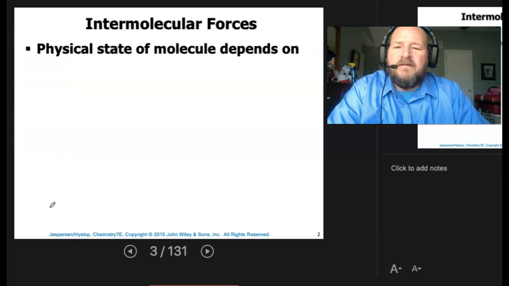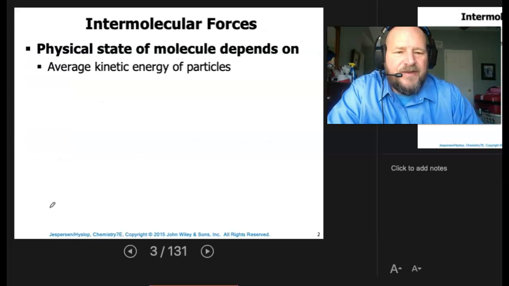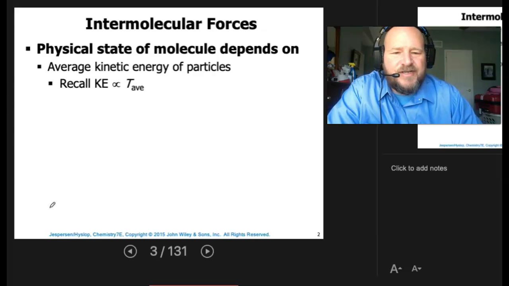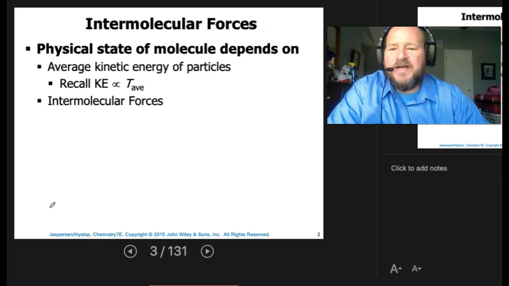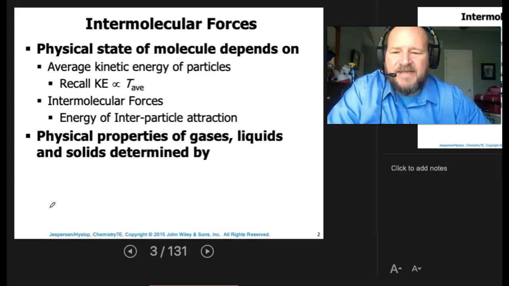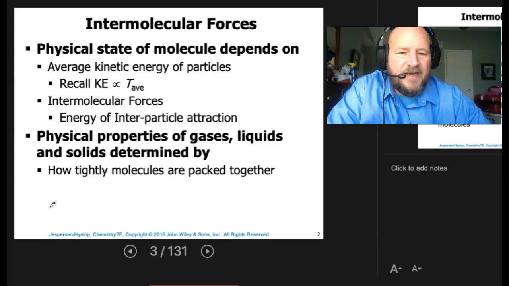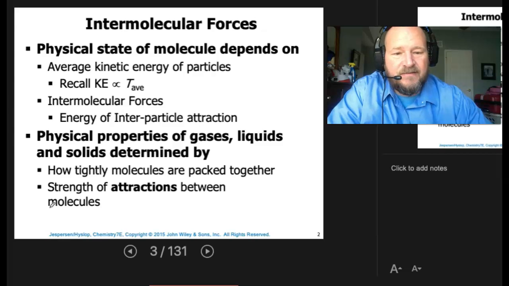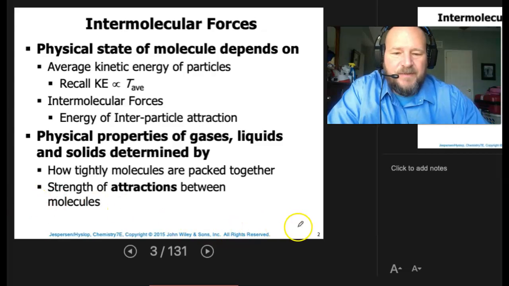All right. Physical state of the molecule is going to depend on the kinetic energy of the particles. And if we go back and remember that the kinetic energy is proportionate to the temperature, right, the average temperature. So intermolecular forces then, energy of interparticle attraction. Okay, so what we're looking at here is how two different particles are attracted to one another. And that's what's going to help determine that energy. Physical properties of gases, liquids, and solids are going to be determined by how tight those molecules are packed together and the strength of the attractions between the molecules.